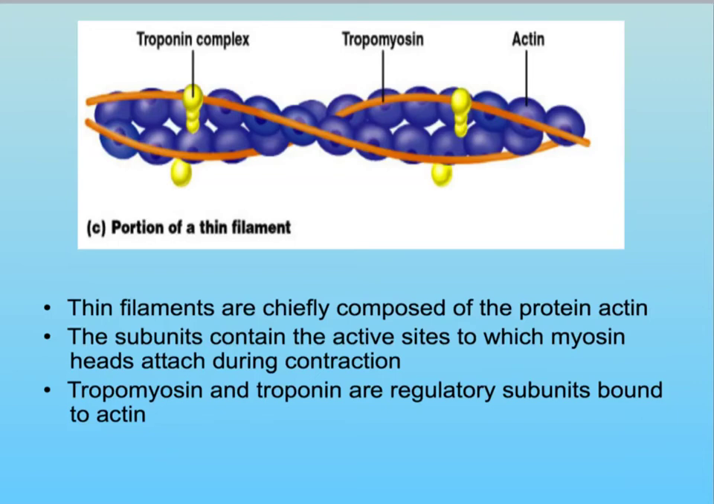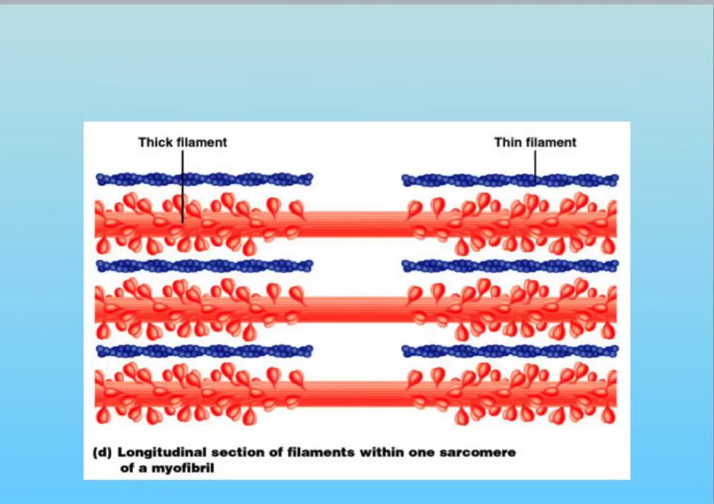So the thin filaments are composed of actin. So thick is the myosin, thin is the actin. And the subunits contain active sites to which those myosin heads, those globular heads, will attach on the actin during contraction. And then you also need other proteins called tropomyosin and troponin, which are subunits that are bound to the actin. So that's those yellow dots that you see right there. And they're all important in providing the ability for your muscles to contract.